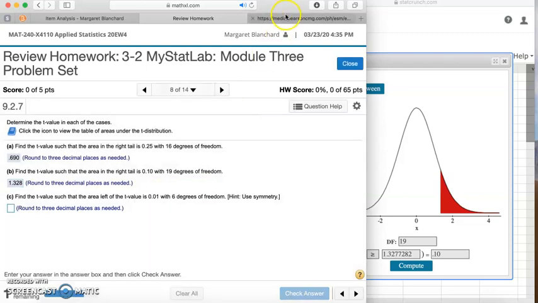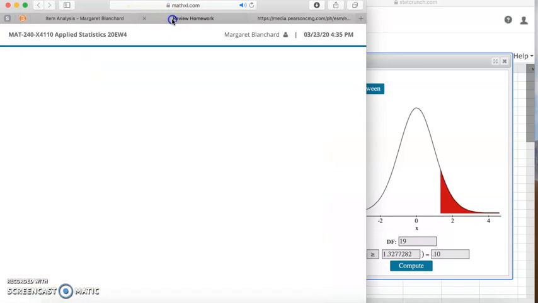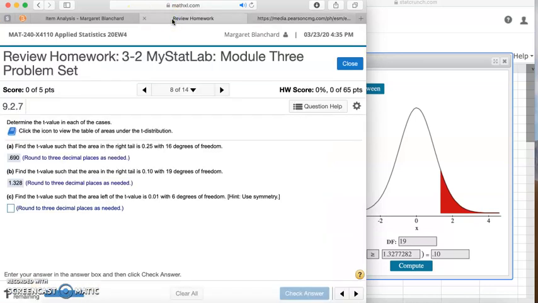Again, let's just go double check in the table. So let's remember 19 degrees of freedom and 0.1 area. So we go to 19 degrees of freedom and go over to 0.1, and that gives us 1.328, which is exactly what we got, 1.328. Perfect.